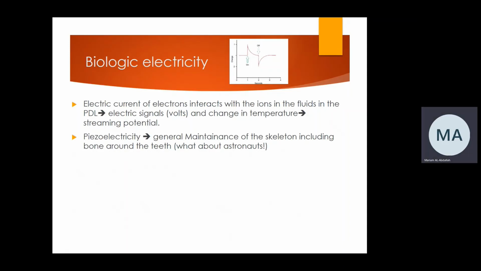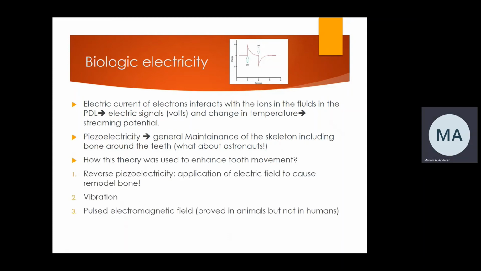And this is why they have to do certain exercises and apply certain amounts of forces on their skeleton in order to enhance this piezoelectricity within their bone. Now, researchers who believe in this theory try to use this in order to enhance the tooth movement.